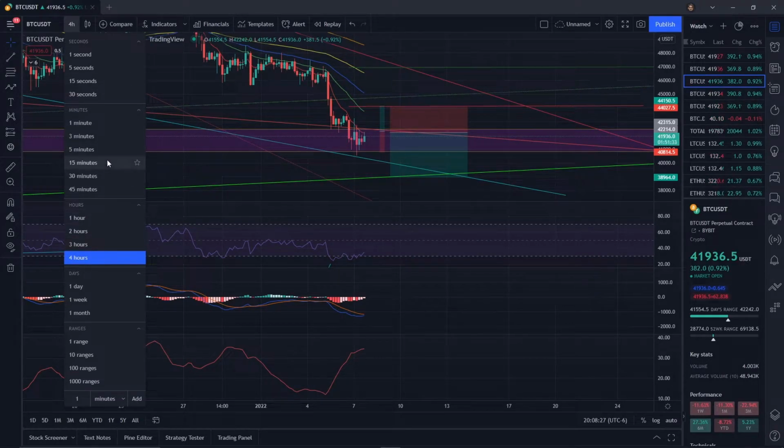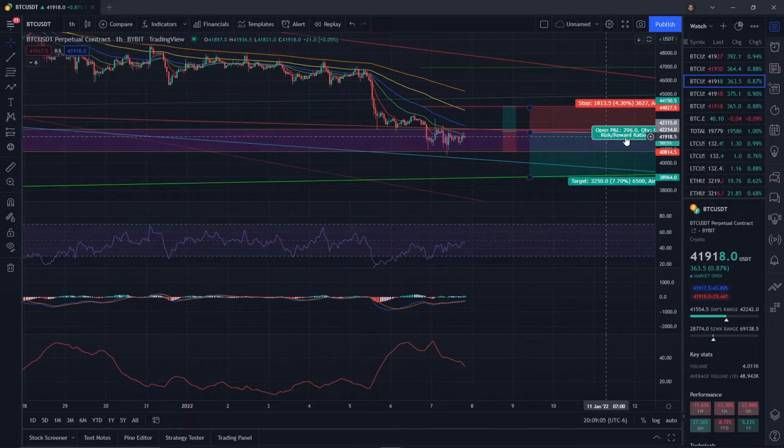We can go into the 1 hour or the 15 minutes to see what's happening on these smaller time frames. Just know that you can get into even the 1 minute time frame. However, if you're using the 1 minute time frame, you might need to use the 5 or 15 minute as your bigger picture. But for the purpose of this video, we're going to be using the 1 hour to try and go in and snipe our entry.